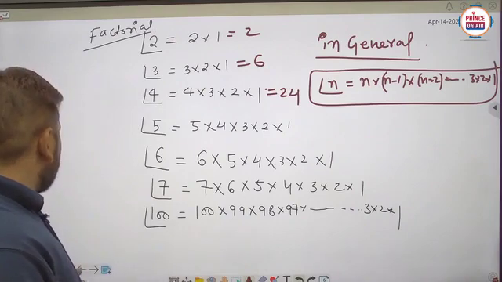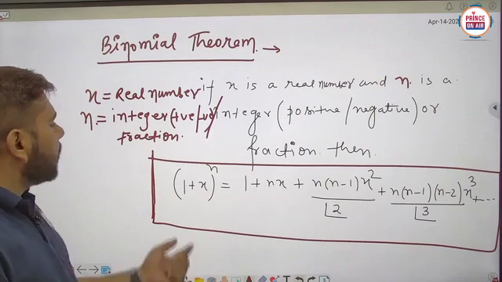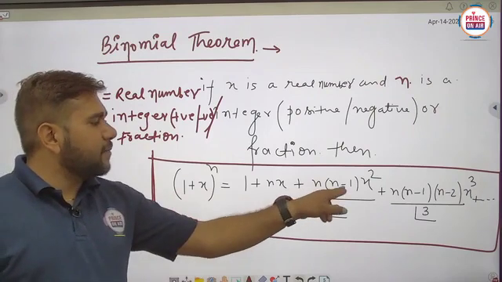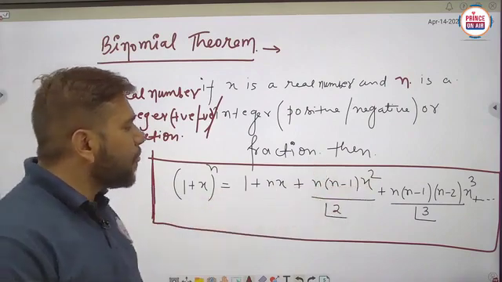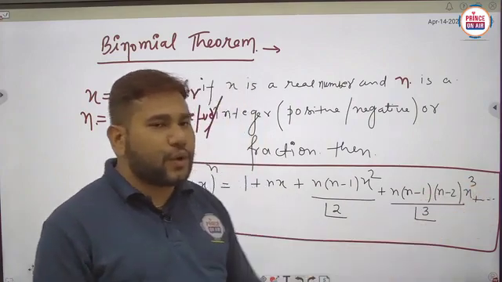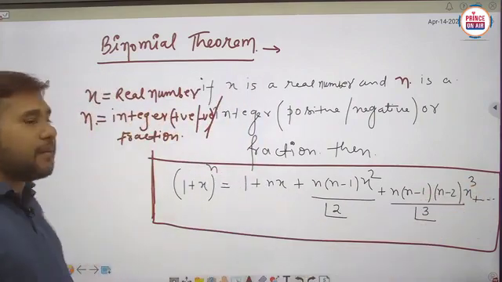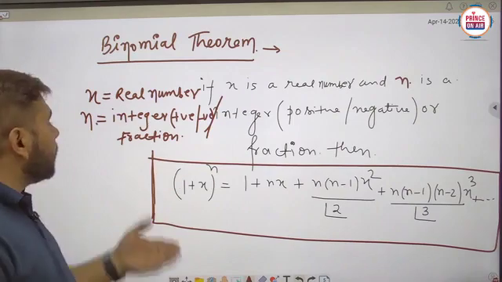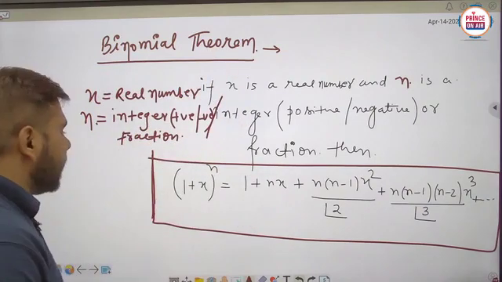What is the formula of binomial expansion? 1 plus x to the power n is equals to 1 plus nx plus n into n minus 1 x square upon factorial 2 plus n into n minus 1 n minus 2 x cube upon factorial 3 and so on. What is the x? X is the real number. Here n is the integer, may be positive, negative, and n may be the fraction. Clear to all of you, beta?